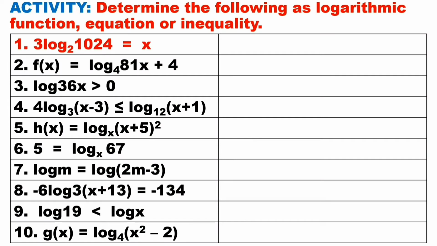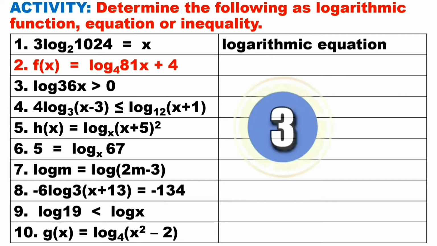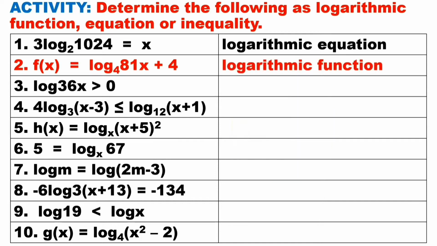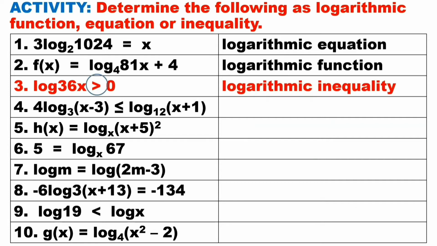Number 1, 3 log of 1024 with base 2 equals x is a logarithmic equation because it has an equal sign and only one variable. Number 2, f of x equals log of 81x plus 4 with base 4 is a logarithmic function because it has f of x. Number 3, log of 36x is greater than 0 is a logarithmic inequality because it uses the symbol greater than.